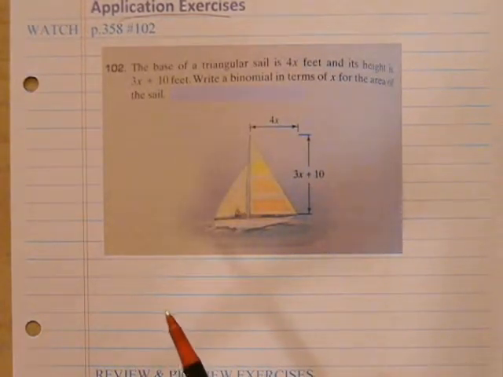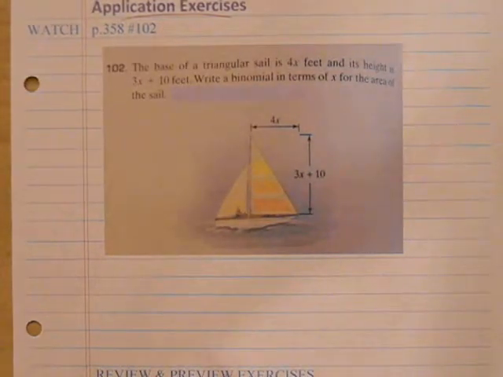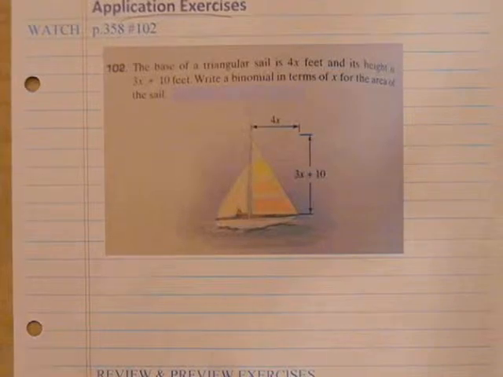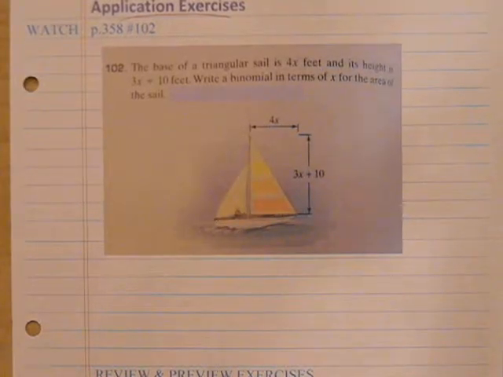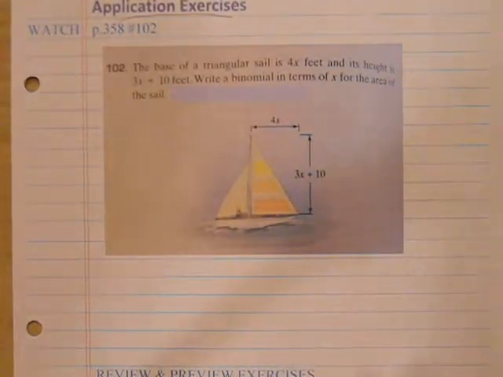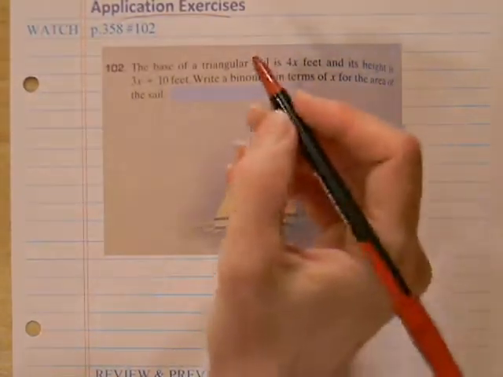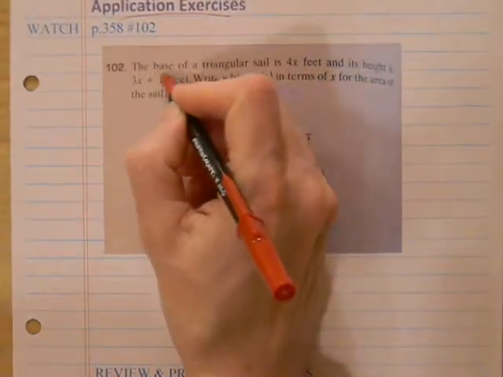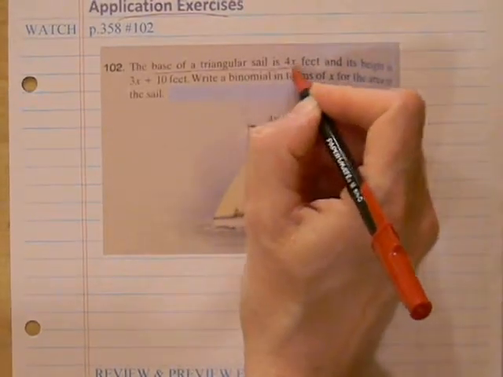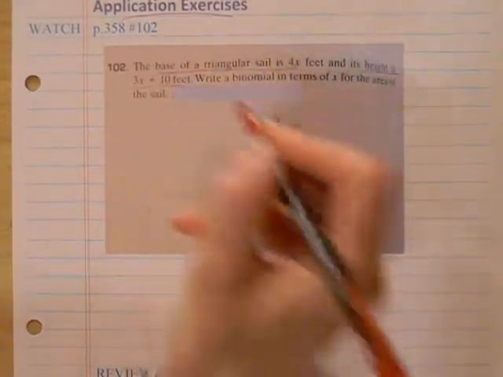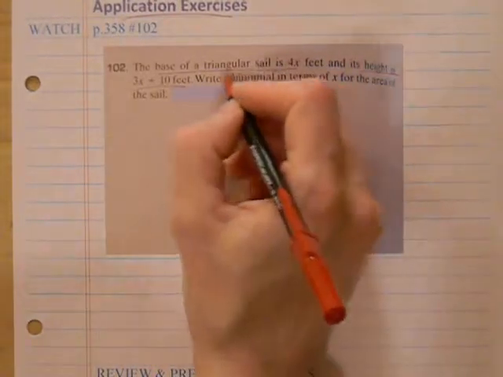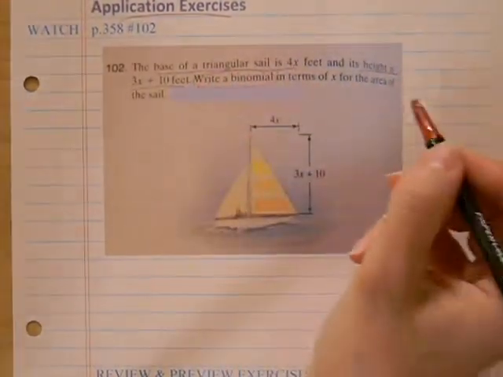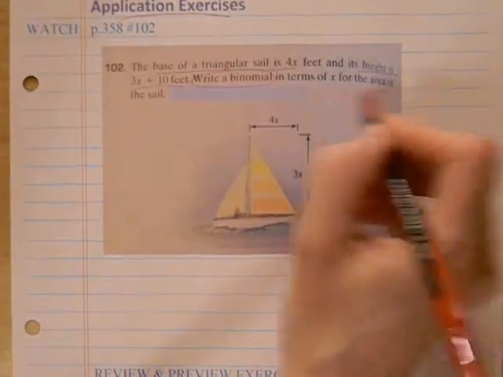Number 102. The base of a triangular sail is 4x feet, and its height is 3x plus 10 feet. Write a binomial in terms of x for the area of the sail. So deep breath, and then let's look at that again. The base of a triangular sail is 4x feet. Its height is 3x plus 10 feet. Write a binomial in terms of x for the area of the sail.